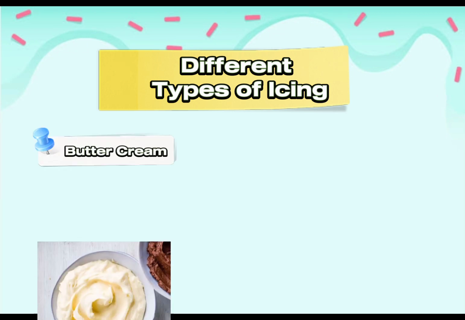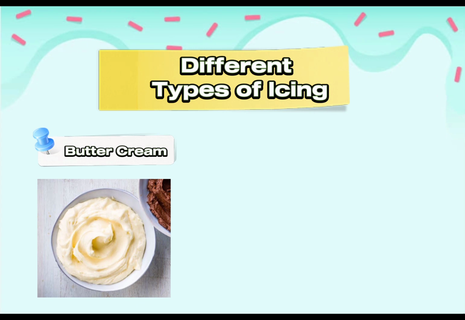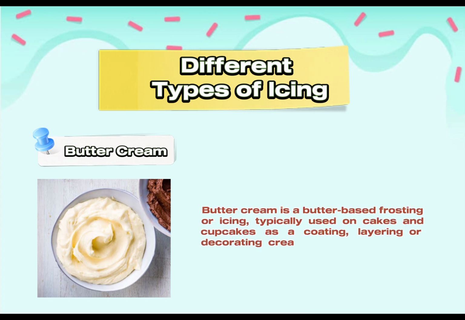So first we have buttercream. Buttercream is a butter-based frosting or icing, typically used on cakes and cupcakes as a coating, layering, or decorating cream. It is made of sifted powdered sugar, milk, and superior butter. So the quality of butter used will reflect on the appearance, consistency, and taste of your buttercream frosting.